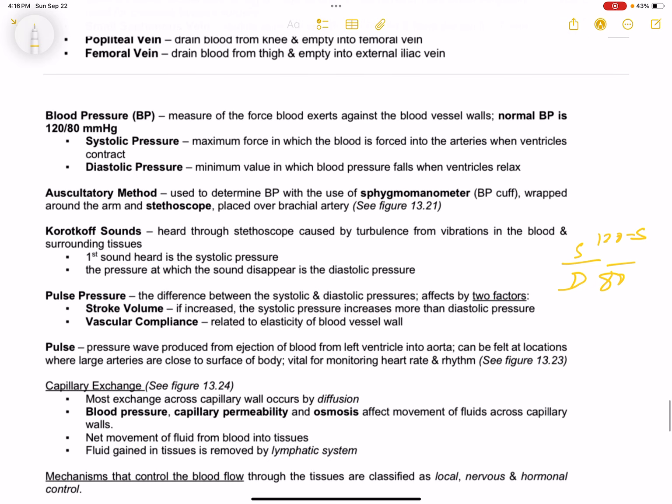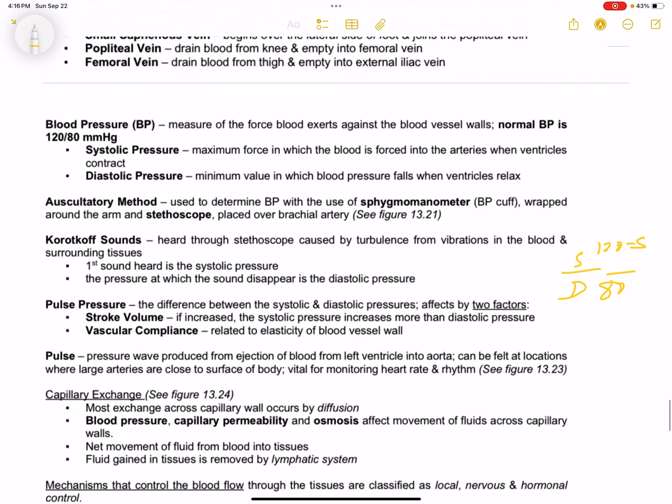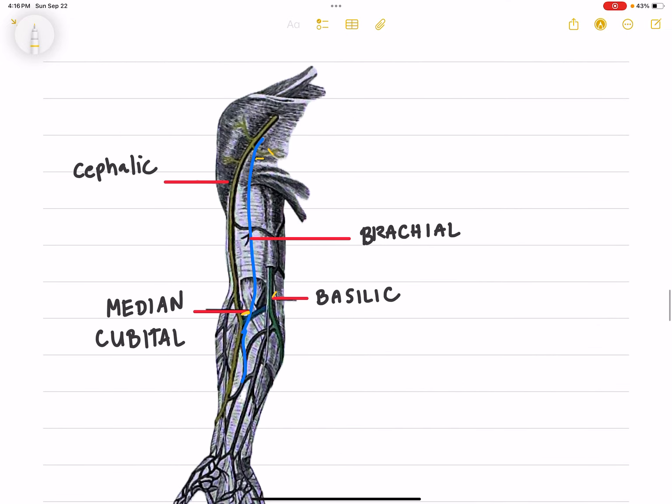So, auscultatory method used to determine BP with the use of sphygmomanometer or ang BP cuff naton. So, ginarap na siya around sa arm. Then, ang stethoscope gina-place sa brachial artery naton. Diba? Ang brachial, so kung makita mo na diba diri ang brachial. So, usually, diri nato na siya ginabutang. Diba, BP cuff ni siya.